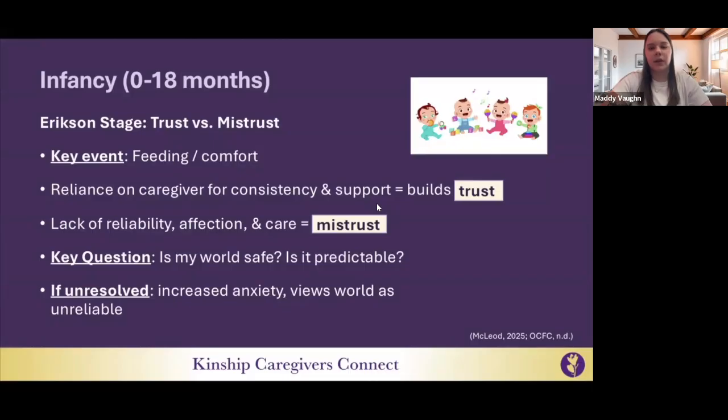In infancy, so we're looking at the time period from 0 to 18 months, the main stage is trust versus mistrust. This stage focuses on a child's basic needs like feeding, comfort, and consistency from their caregivers. When caregivers are responsive and reliable, the child starts to develop that sense of trust. If not, the child may develop mistrust and view the world as unpredictable or unsafe. The key question for infants is trying to figure out if their world is safe and if it is predictable.